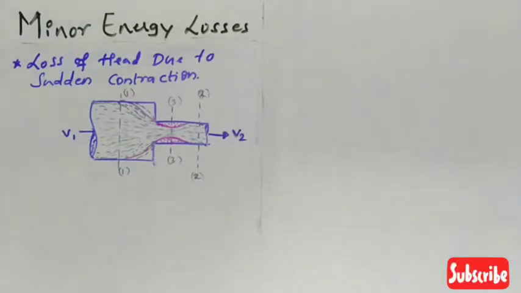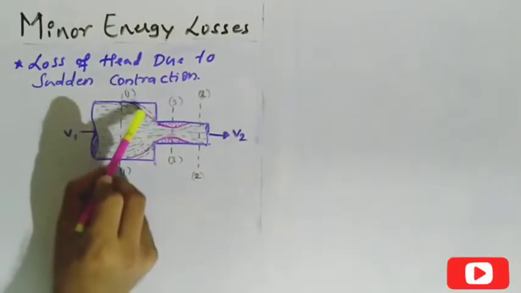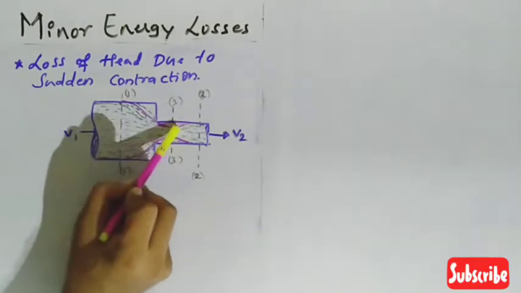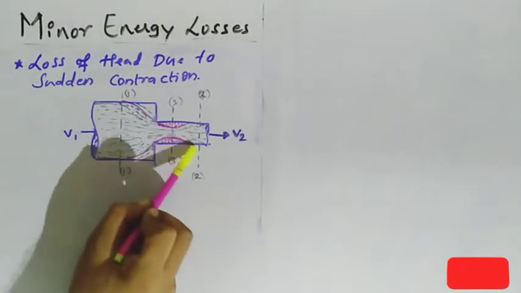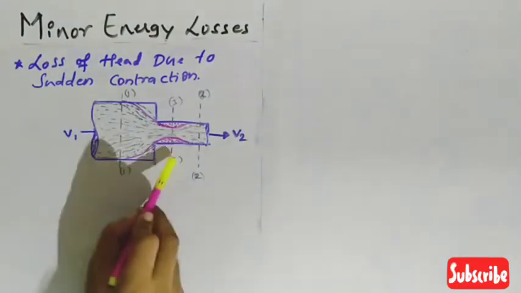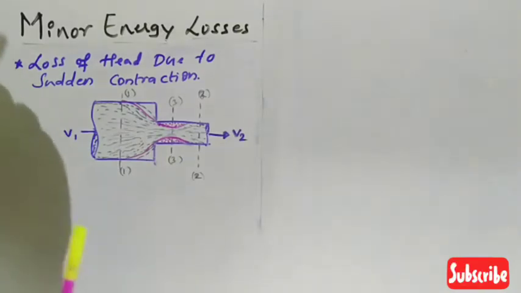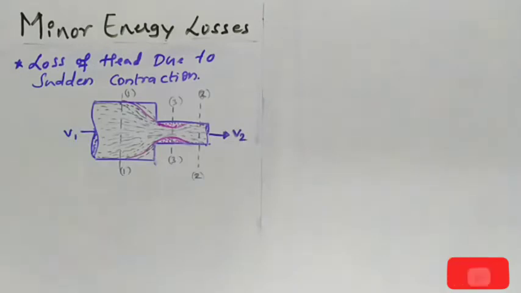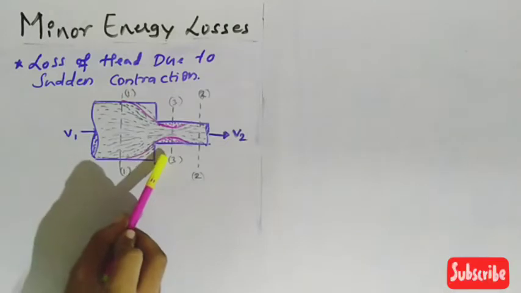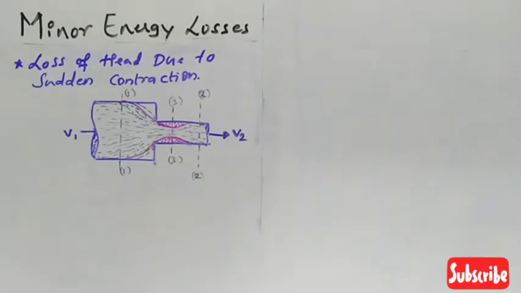Now, the loss of head due to sudden contraction is actually due to the sudden enlargement. Once the area reduces, the flow again enlarges between sections 3 and 2. So the loss of head due to sudden contraction is actually due to the sudden enlargement from the vena contracta area to the smaller pipe, that is, between section 3-3 and section 2-2.